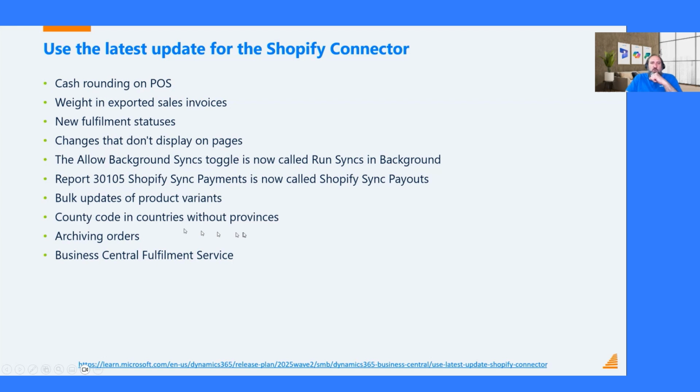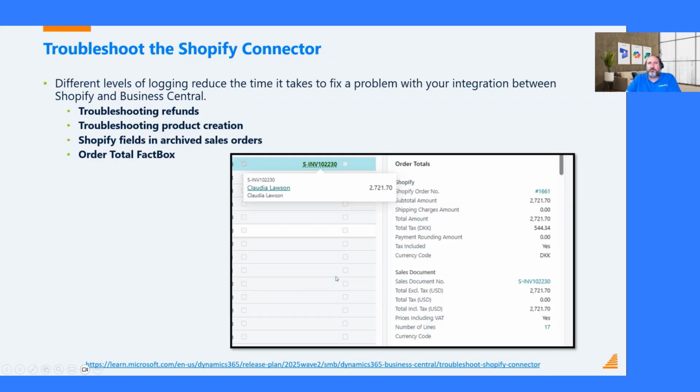They've also included quite a couple of new features. Go to the link at the bottom over there, follow that, and have a look at all those new features that they've actually included in this latest release. There's all sorts of things in here, from just basically archiving orders. So when you archive a sales order in Business Central, it doesn't actually include the Shopify fields. Well, they've included them now. New reports, changes that don't display on pages will now actually display. New fulfillment statuses. There's quite a couple of changes in there.